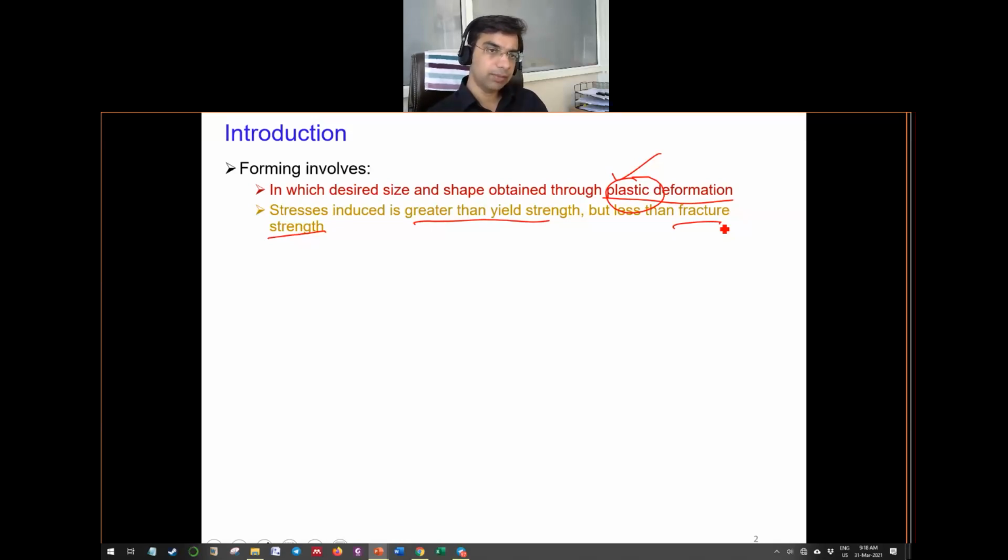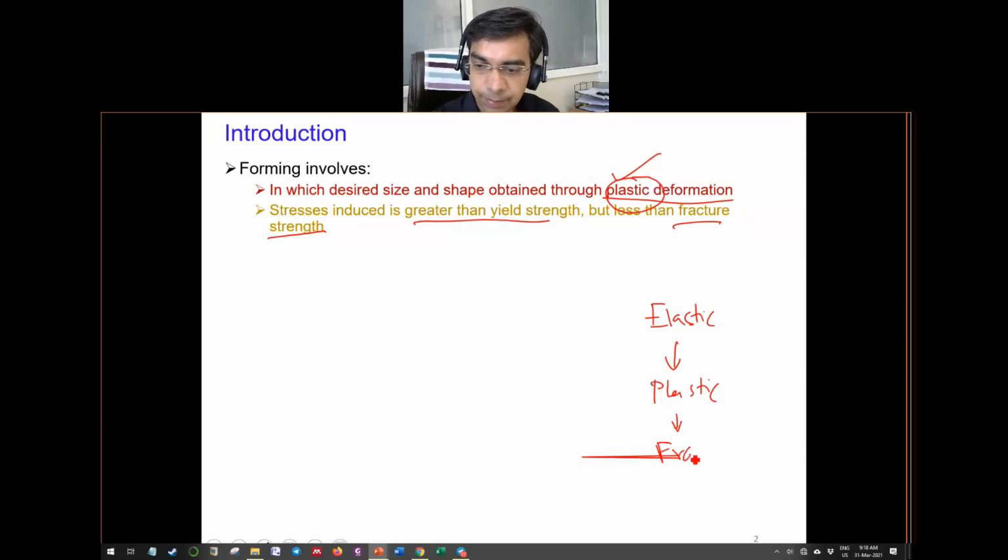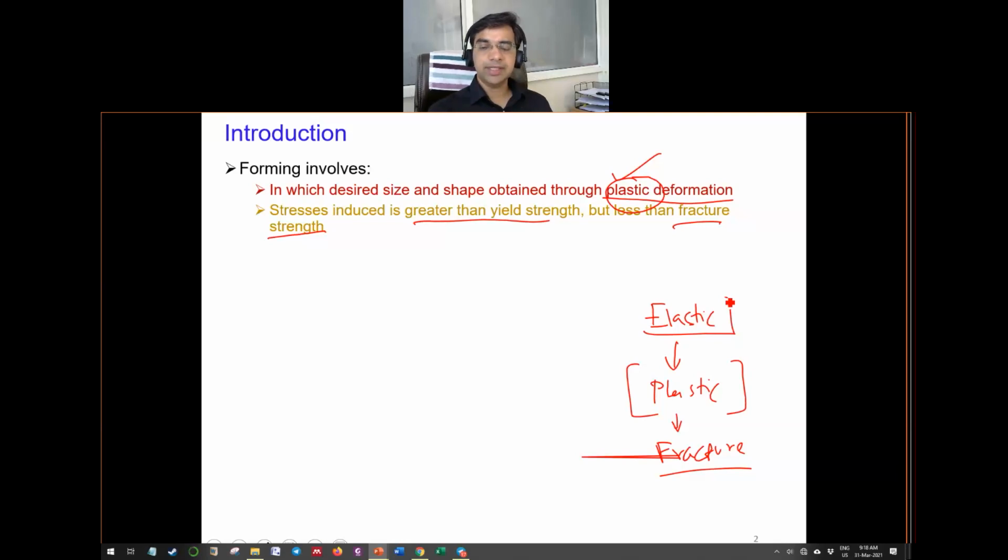So essentially there are three domains that any material experiences. One is the elastic domain, then you enter the plastic domain, and beyond the plastic domain you enter the fracture domain. So what is happening here? We are applying the force such that we remain in this plastic domain in the forming processes, because in fracture you will end up breaking the pieces, which is not wanted. And if you remain in the elastic domain, you will not change the shape permanently, rather you will regain the original shape once you remove the externally applied force.